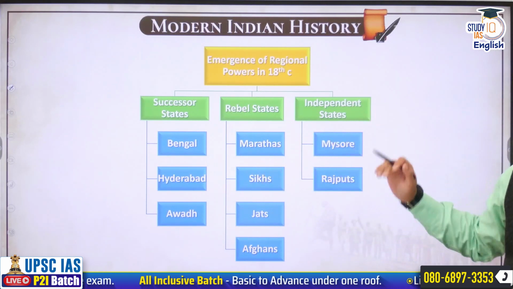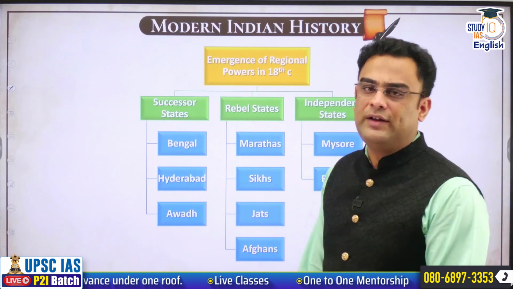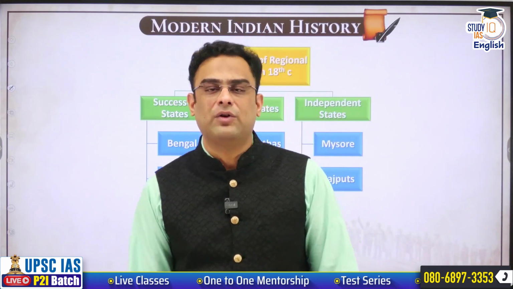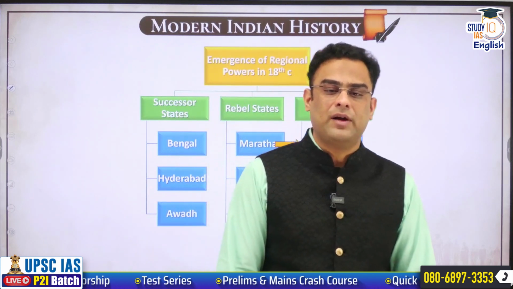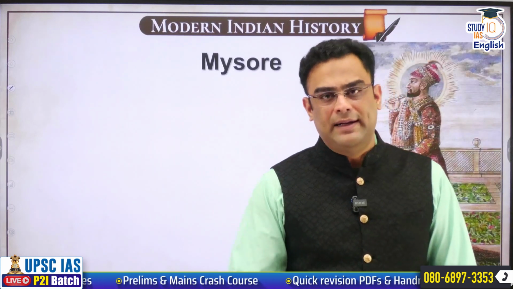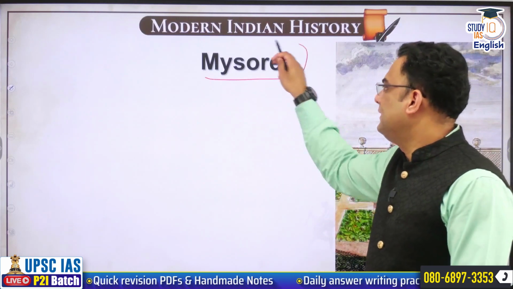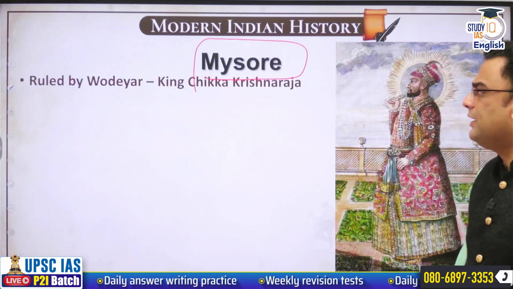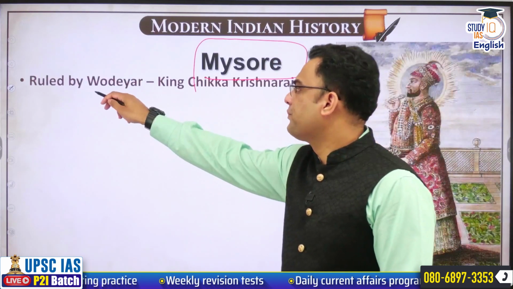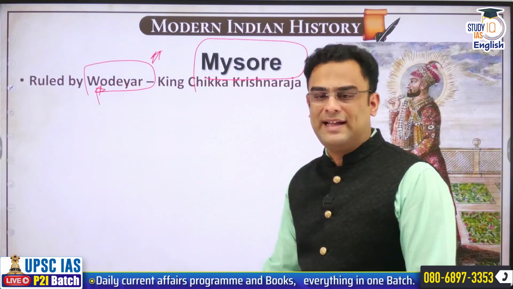Now we go to the next type of states, which were independent states, as in those states on which the Mughal control was not significant, and they went on to establish their own independent power. Let us start with this. The first state that we are going to see in this context is Mysore. The state of Mysore was ruled by the Wadiyar dynasty. Remember the name? Wadiyar dynasty.